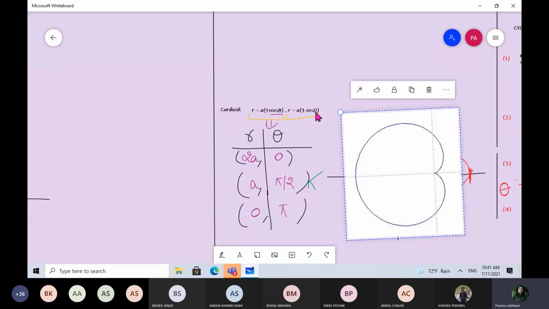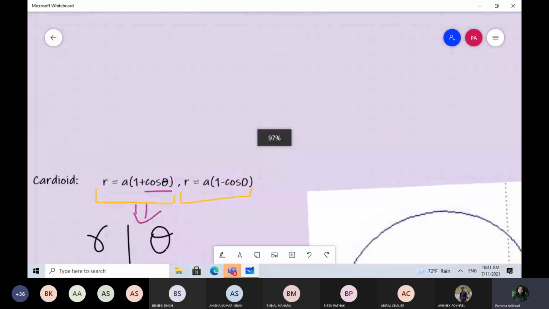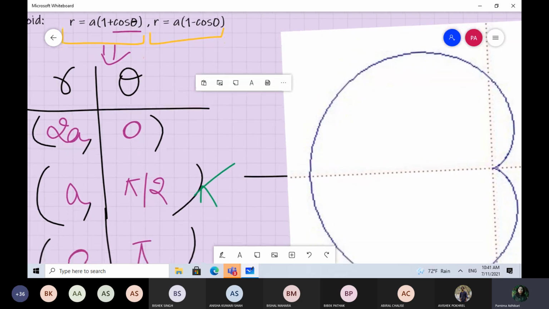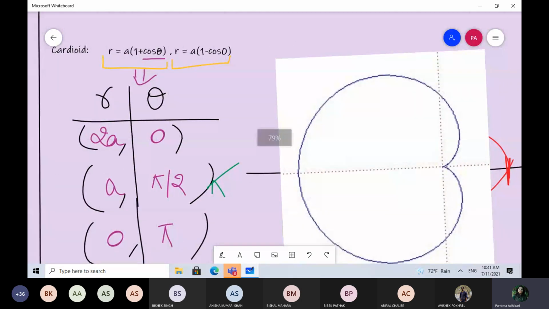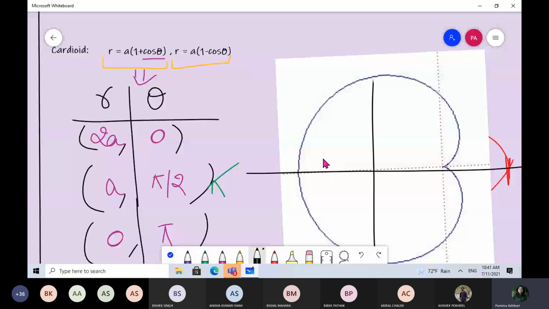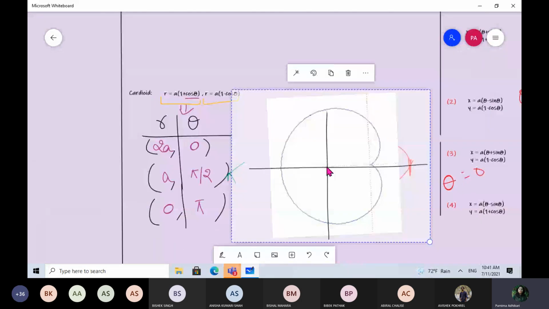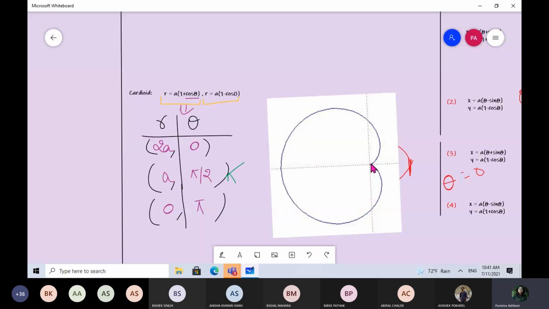Because you see, for theta equals 0, your r will be minimum, 0. That is why r is minimum. For theta 0, your r is 0, and for theta pi by 2 again it is a, and for theta pi you are going to get 2a maximum. That is why the curve is flipped. So this is again your cardioid, facing the other side.